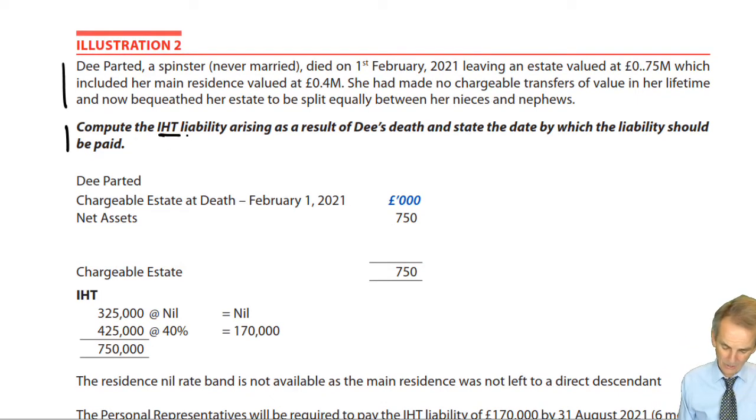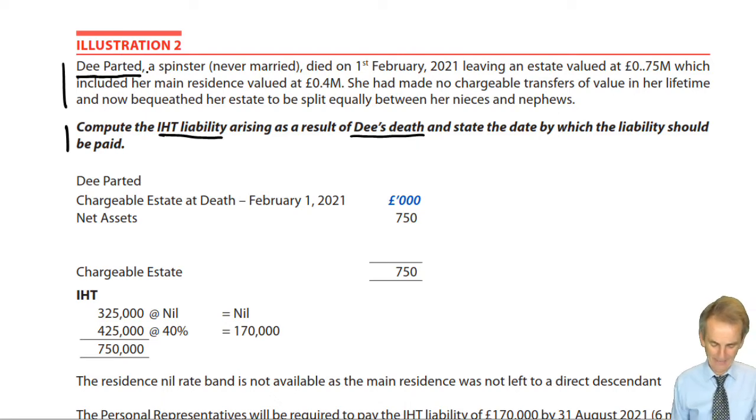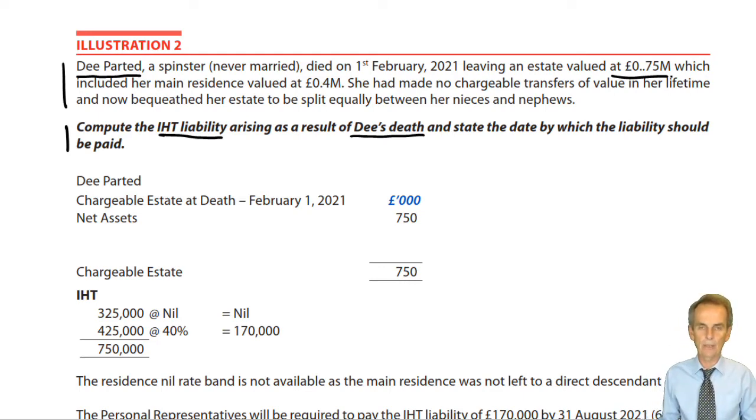We've got to compute the IHT liability arising as a result of, sadly, D's death. Again, in our illustration, the humorously named D has parted there. The spinster, which simply means never married, died on the 1st of February 2021, leaving an estate valued at 0.75 million. Now, in the exam question, if it was a section B question, where you're going to have 10 marks, 5 2-mark exercises, you may very well have to firstly work out the value of that chargeable estate. Again, listing out those assets, applying where relevant the valuation rules, taking out those debts and liabilities due at the date of death. But we're given that figure here, 0.75 million.